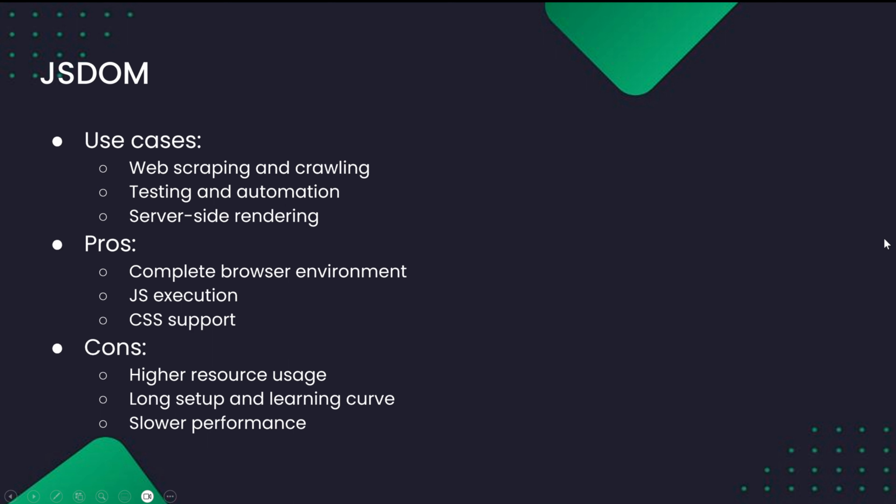Due to its comprehensive nature, JSDOM may be slower in processing large HTML documents compared to specialized lightweight parsers like Cheerio or Parse5. But overall, JSDOM's comprehensive browser environment, JavaScript execution, and interaction simulation make it a powerful tool for complex web applications and testing scenarios. However, for simpler parsing tasks or cases where performance or resource efficiency is crucial, other libraries like Cheerio or Parse5 may be more suitable.